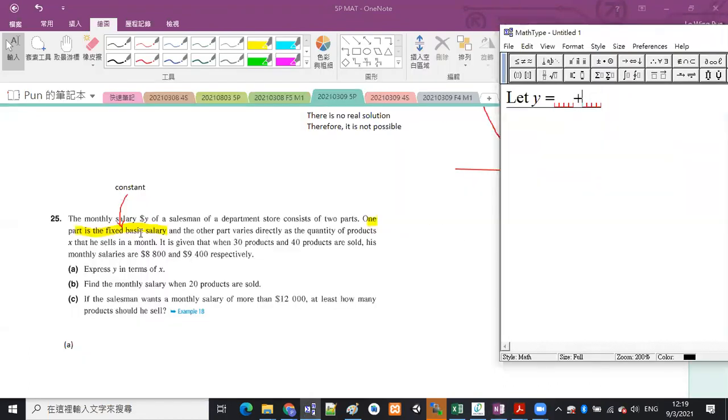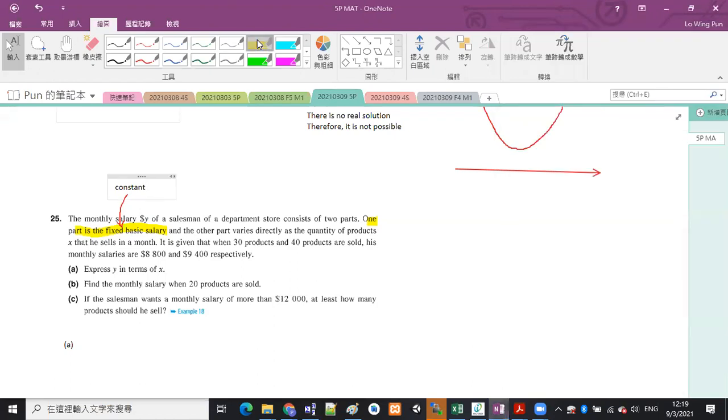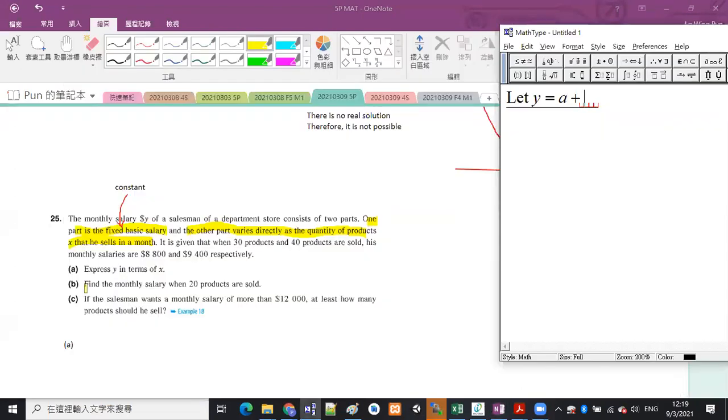So we are going to put an A here. Okay, just an A. And then the other part varies directly as the quantity of products X that he sells in a month. That is, varies directly as X. So we are going to use B times X for the second part, where A and B are not equal to 0. Can you get this?